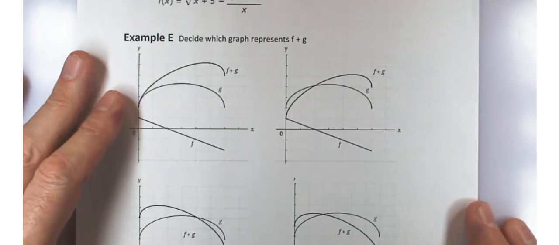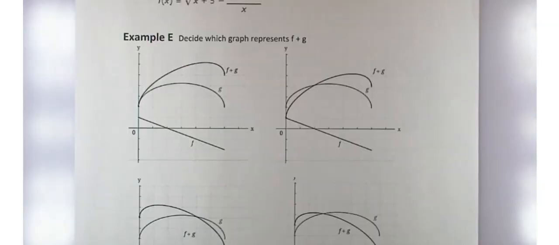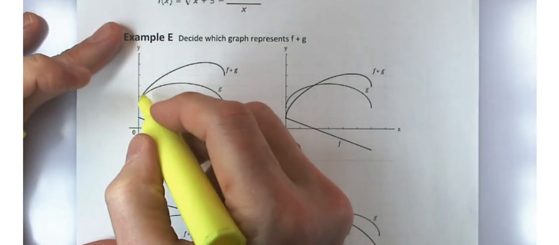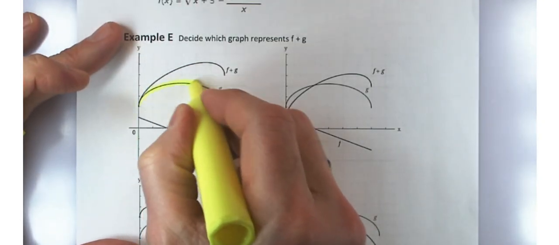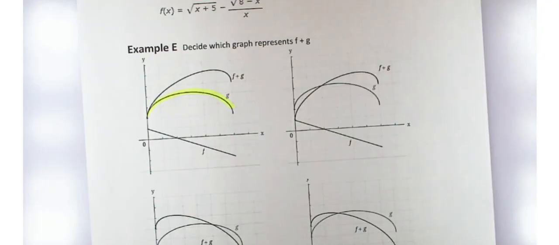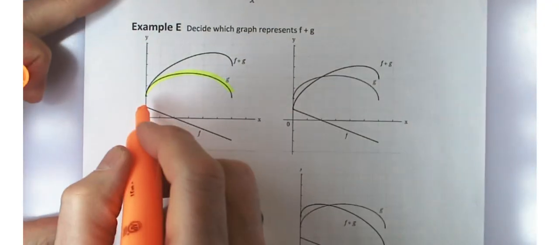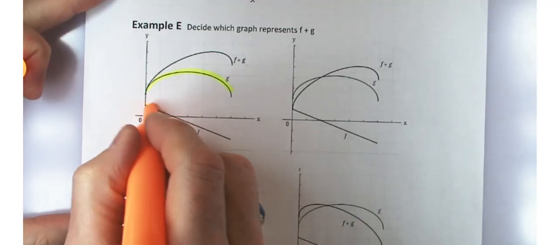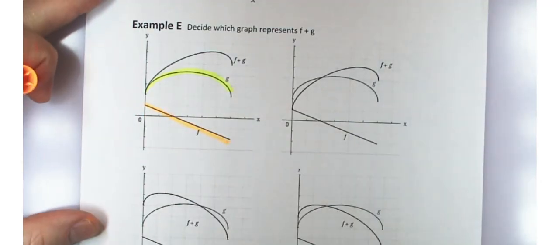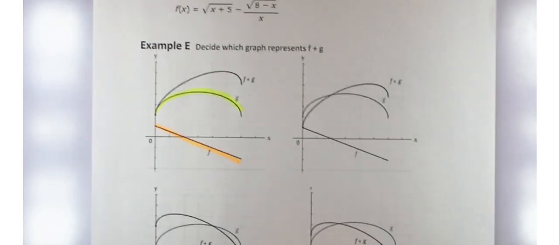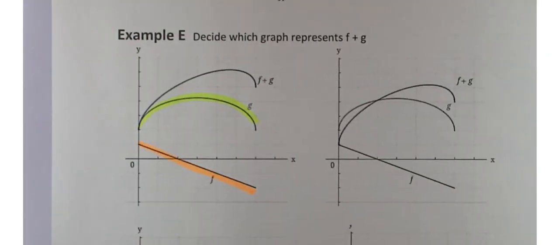Moving down to example E. This one is a graph. They give you the graph of F and they give you the graph of G, and they ask you to try and predict what the graph of F plus G looks like. How would I do that? If I don't have the equations and I can't plug this into my graphing calculator, how am I going to figure out what the graph of F plus G should look like?